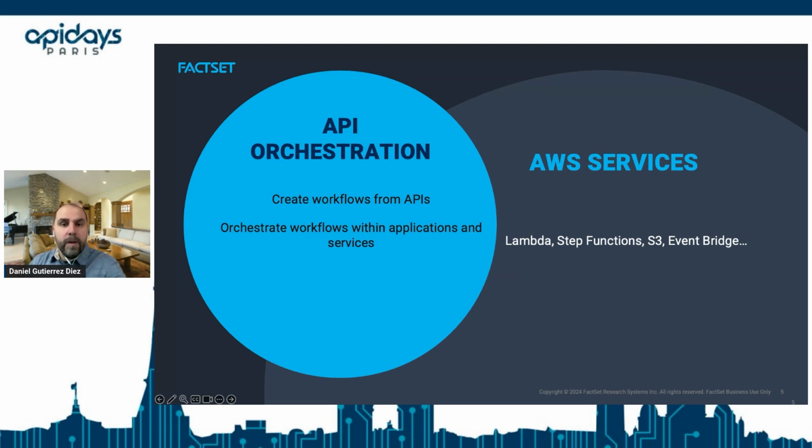In today's presentation, I'm going to show how FactSet is able to create workflows directly from OpenAPI specs in an automated manner, and how these workflows are then orchestrated within applications and services. I am also going to touch on some Amazon Web Services used in our backend, and some cool and not so cool things about them.